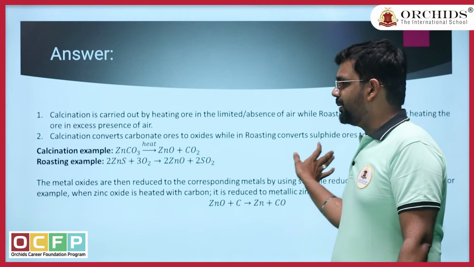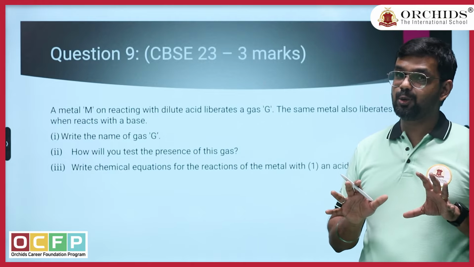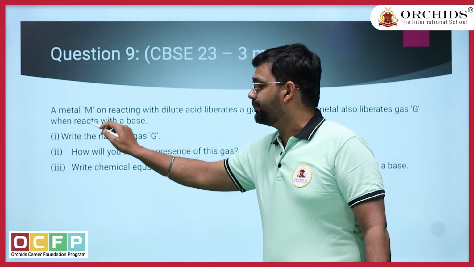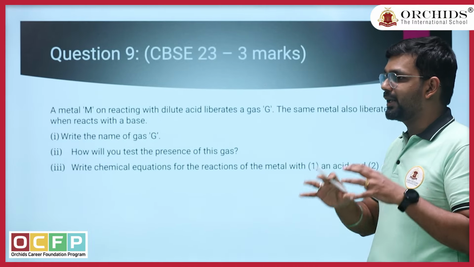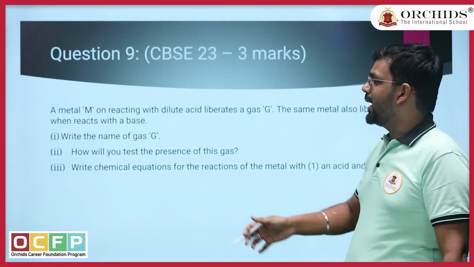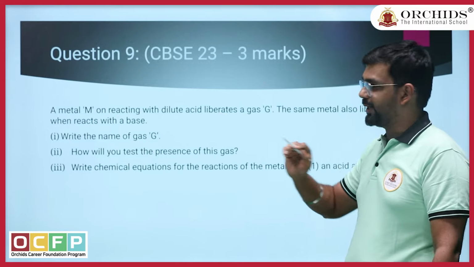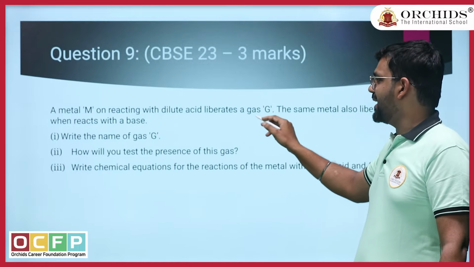So let's again move to the 9th question now. This is a 3-marker again, asked in the 2023 board examination. These types of questions you can expect, because they will keep it as a hidden treasure, like what is this M and all those things. So a metal M on reacting with dilute acid, okay, this is important. A metal M on reacting with dilute acid liberates a gas G.